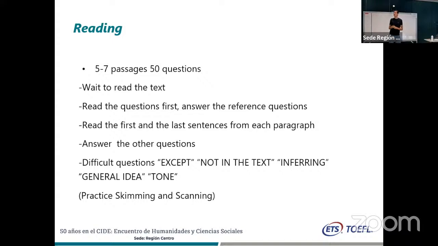Which ones are the difficult ones? Except, not in the text, inferring, general idea. And sometimes they put them at the beginning. So students fall into this trap where they start answering the first two questions and they are very difficult. They can start with the other ones. And also practice skimming and scanning. These are two strategies for reading that we can work on in class.